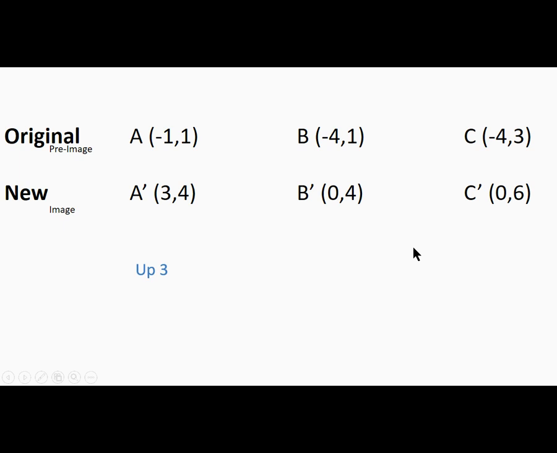To move up 3, well, up and down is the y coordinate, the second number. If we look here, we have the same pattern. If we move up 3, we simply add 3 to each of the y coordinates. So we added 3 to the y coordinates to move it up 3.